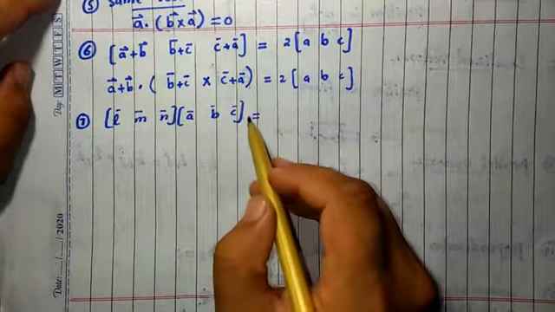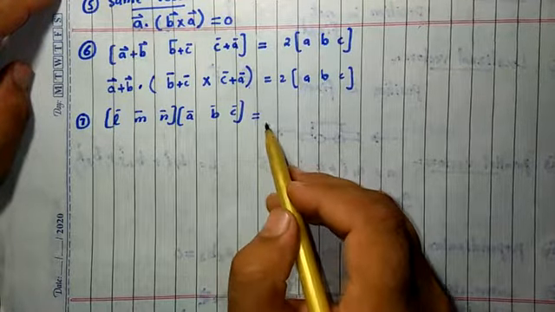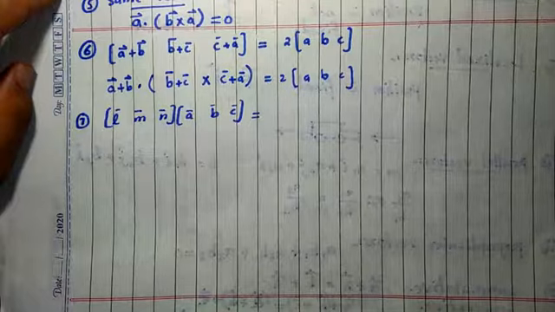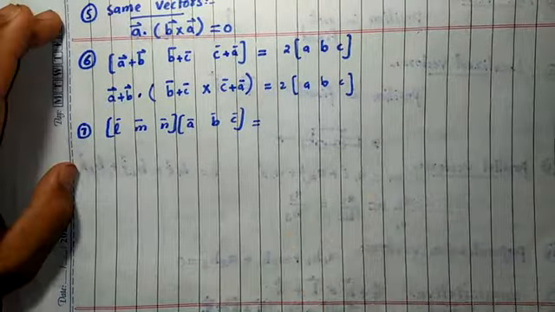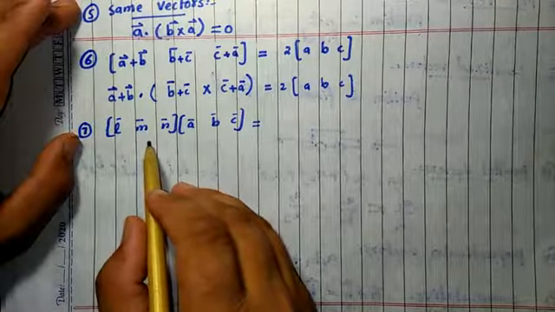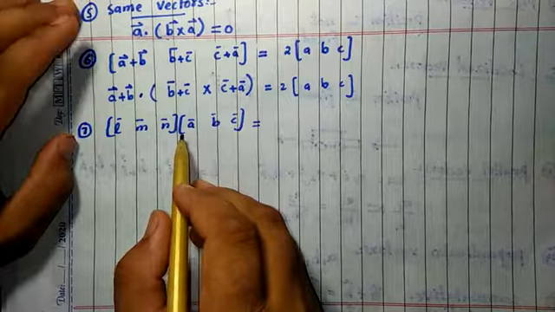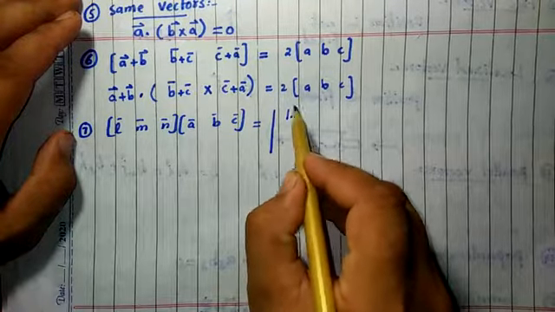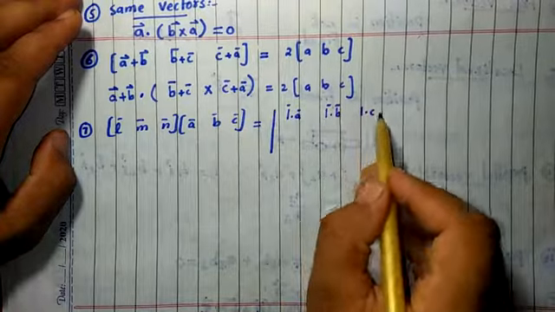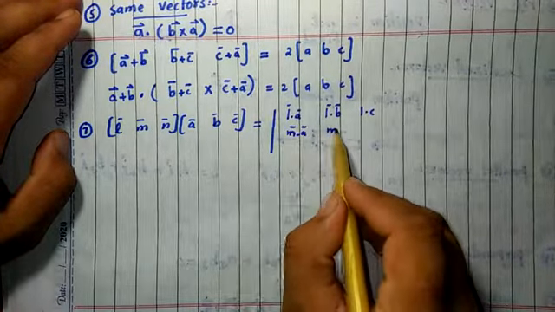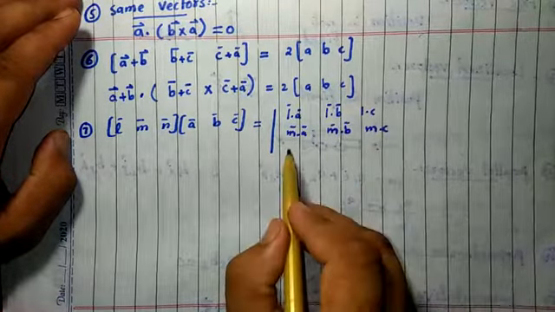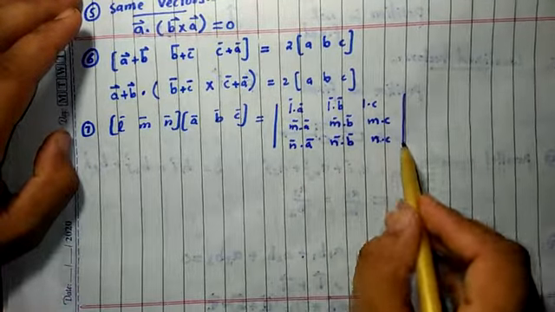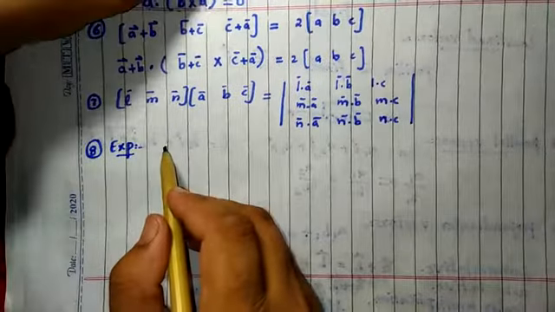If we are going to solve this product of these six vectors, this is simply multiplication, so their product will be equal to the determinant L dot A, L dot B, L dot C, M dot A, M dot B, M dot C, N dot A, N dot B, N dot C. Now we are going to solve this question.